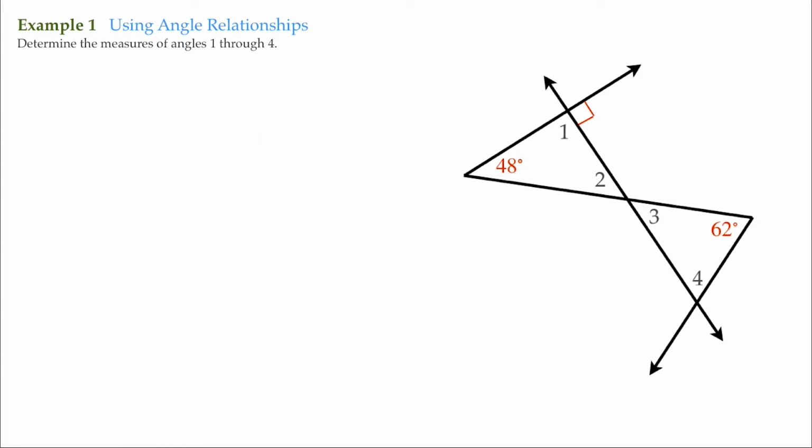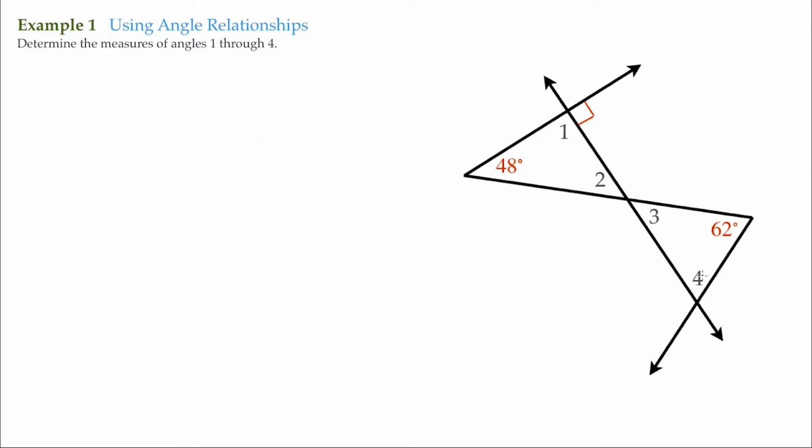In example 1 here, we have this graphic. It looks very intimidating, but it certainly shouldn't be. It's just a series of crisscrossing lines. And what a series of crisscrossing or intersecting lines does is it makes a series of angles. And we're going to use our understanding of angle relationships to answer this problem here. So we have angle 1 here, angle 2, angle 3, and angle 4 that we need to determine.